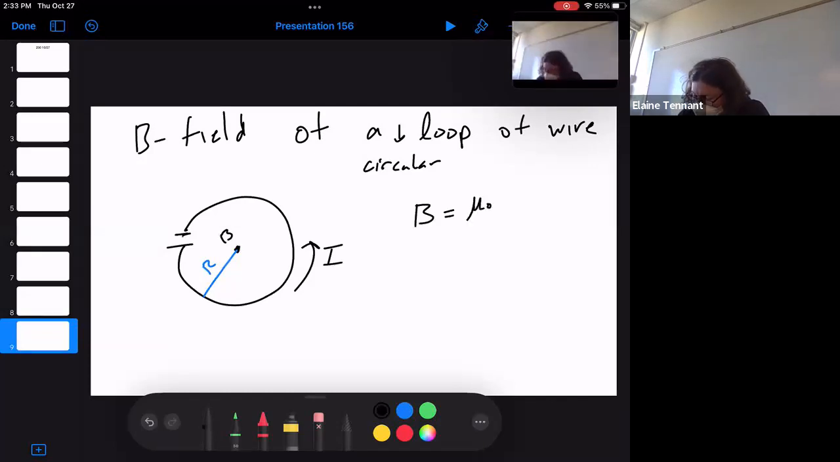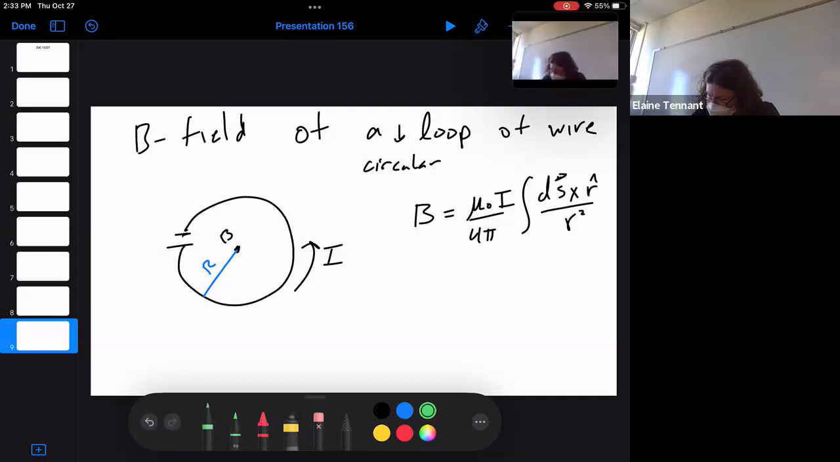Let's do this the same way. We'll identify our ds's. We'll do a cross product. We'll look at our r and see what it looks like. So let's do this step by step. There's a ds. It's going that way. It goes in the same direction as the current.